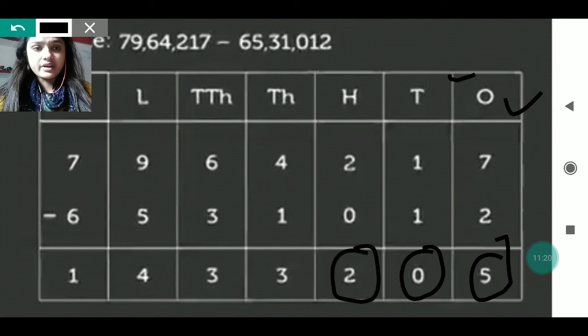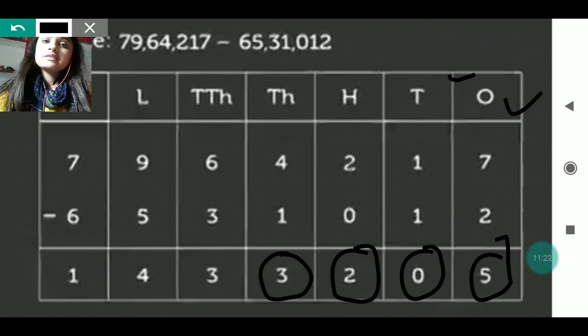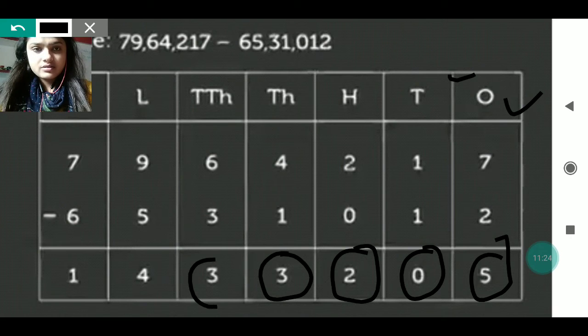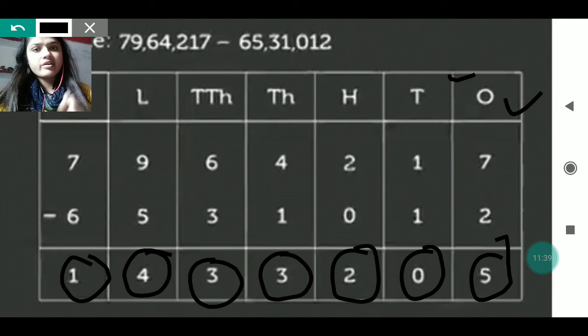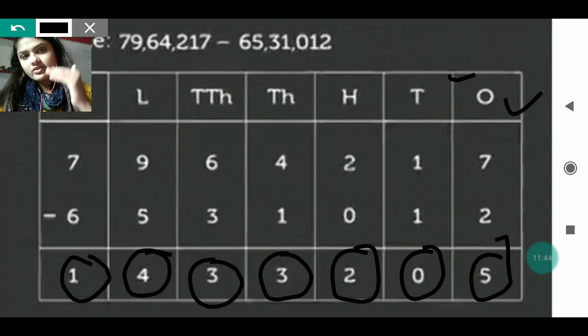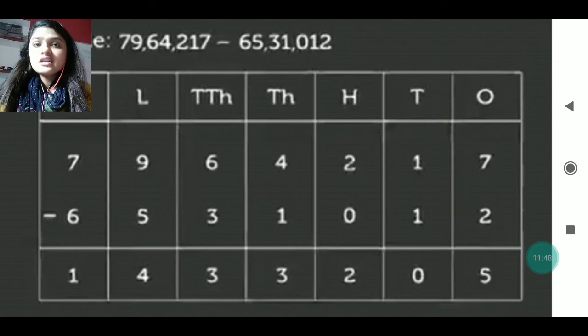4 minus 1 we will get 3. 6 minus 3, 3. 9 minus 5, 4. And 7 minus 6 is 1. So this was the simplest subtraction which we have done right now, because here there was no regrouping, no carrying number we have to take, because already the numbers which were written upside are greater than the numbers which are written downside. So it was very easy. And before this we have discussed the regrouping of subtractions also.